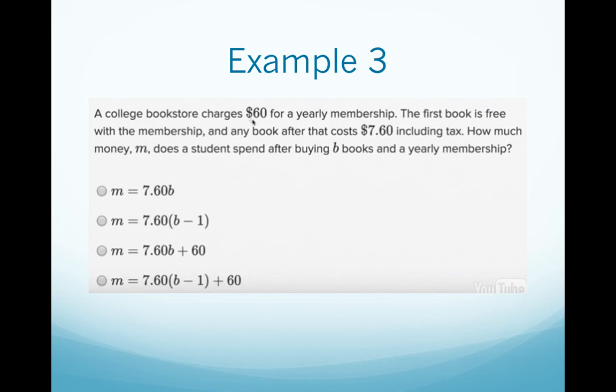Here we have a scenario where we're looking at the word problems. And so here they're talking about the bookstore charges $60 for a yearly membership. So that's kind of your flat fee or your intercept. And then it says the first book is free, and then everything after that is $7.60, including tax. So this is your rate, but we do have to take into account that the first book is free.